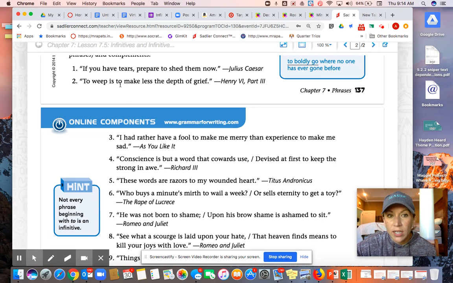Now I have another to right here. Well, make is an action verb. And then to make what? Less, and then less the depth, and then of grief is a prepositional phrase. So guess what? All of that is an infinitive phrase.